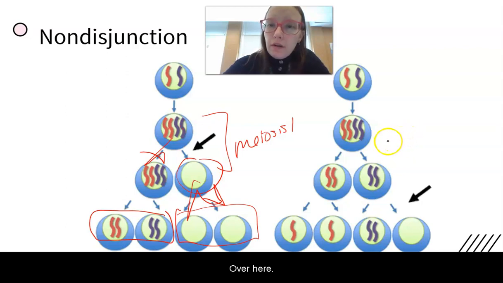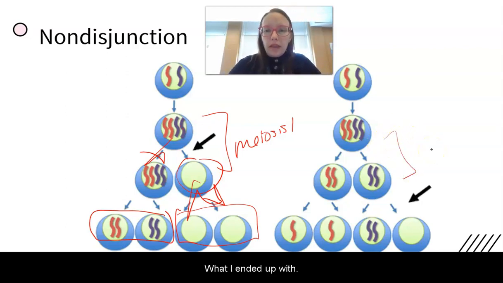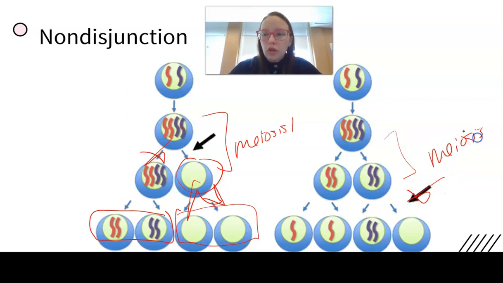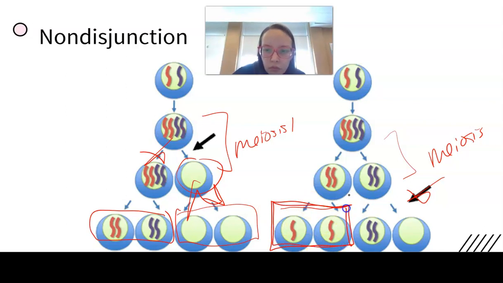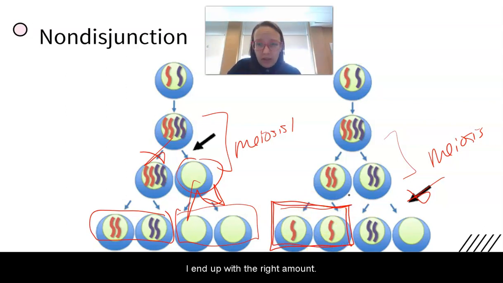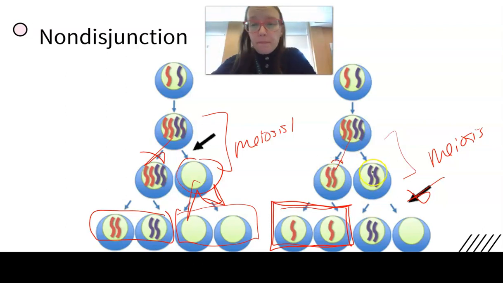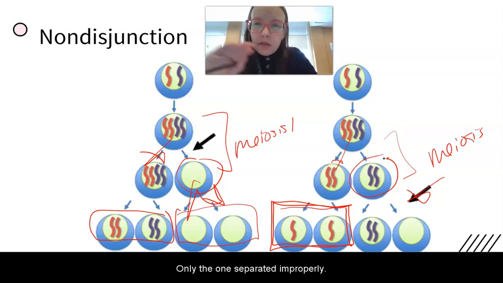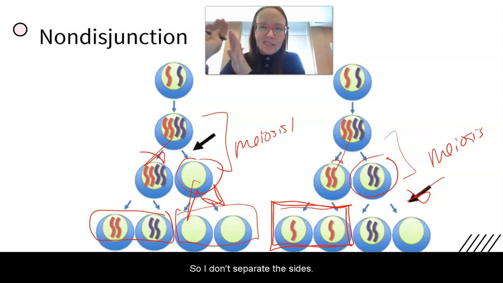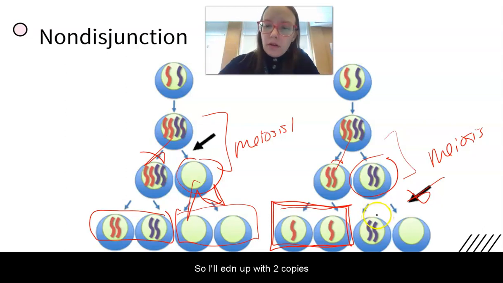Over here, what I end up with is an issue in meiosis 2, where I won't have a disconnect. Over here, I end up with the right amount. I have haploid because this one separated properly. Only the one separates improperly, so I don't separate the sides. So I end up with two copies.